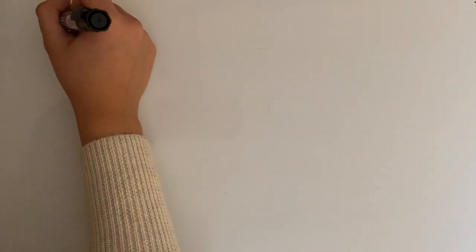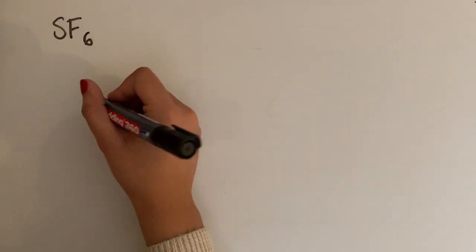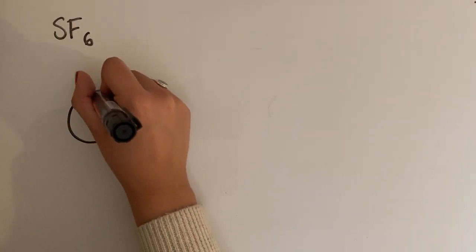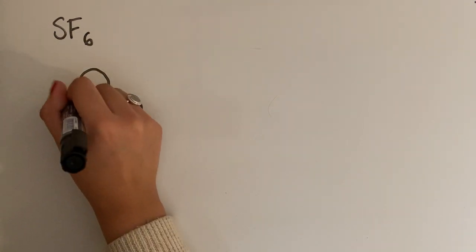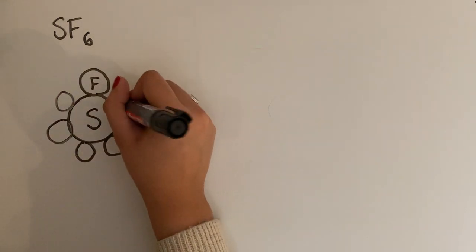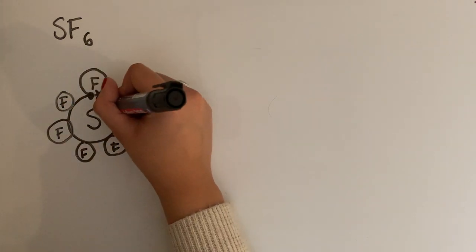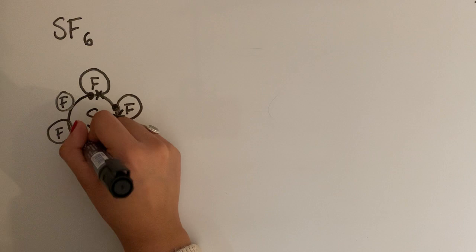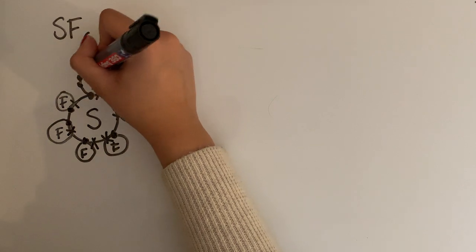Right, and the last one we're going to look at is what SF6 adopts. That was sulfur hexafluoride. As you remember, sulfur can expand its octet and it can have more than 8 electrons in its outer shell. So if I go to draw the dot and cross diagram of this, just bear with me because it's a little bit long. Probably should have drawn it a little bit bigger. Okay, and then the ones around fluorine.